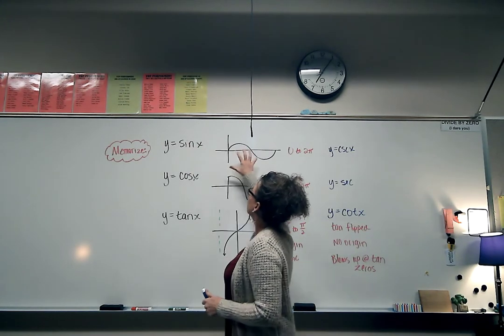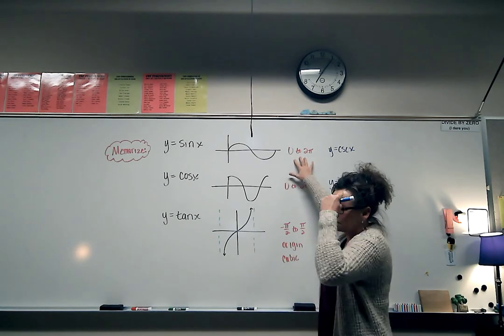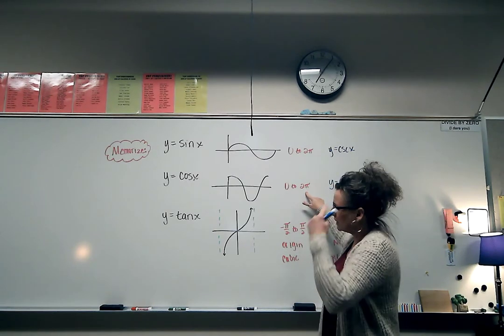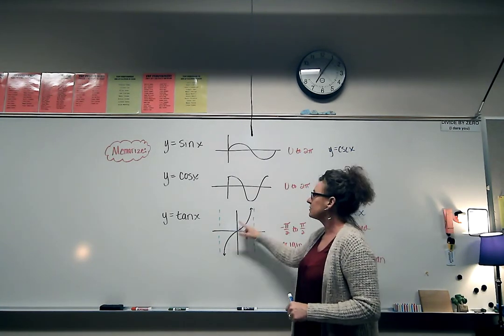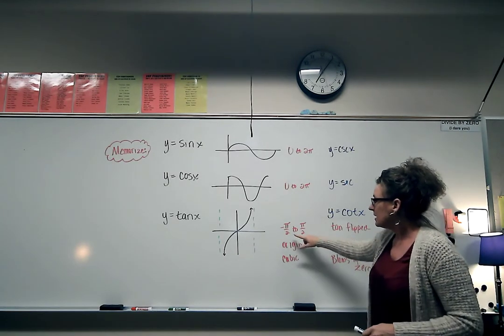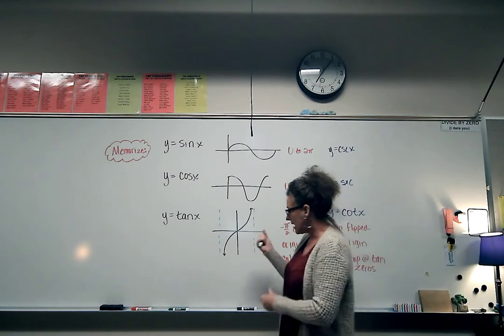Your sine graph looks like this, and it goes from 0 to 2 pi. Lock it in. Your cosine graph looks like this, and it goes from 0 to 2 pi. Lock it in. Your tangent graph looks like this. Here are some things I want you to memorize about it. It goes from negative pi over 2 to positive pi over 2. Those are your asymptotes.